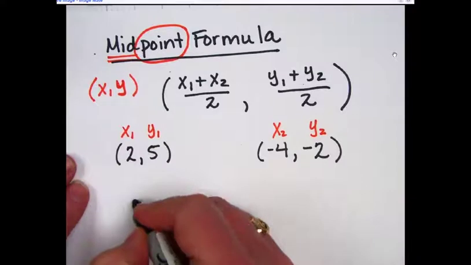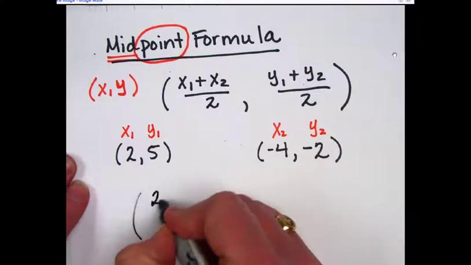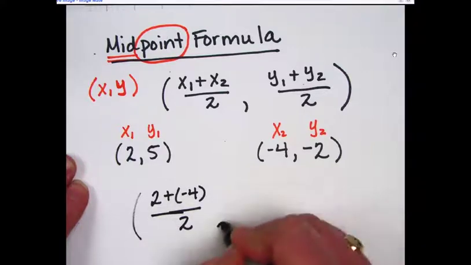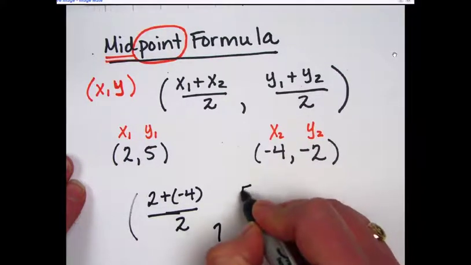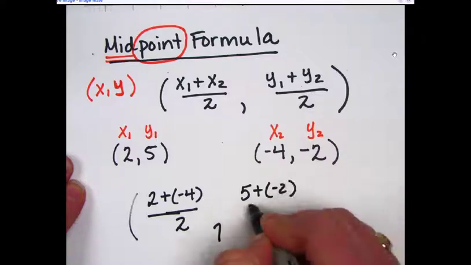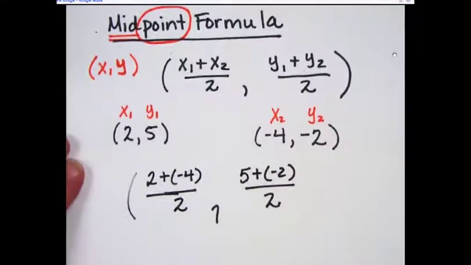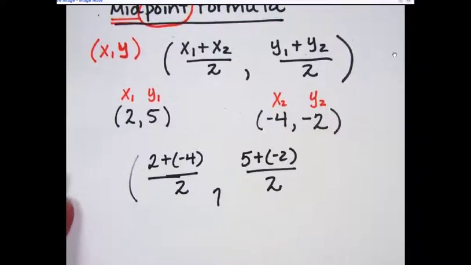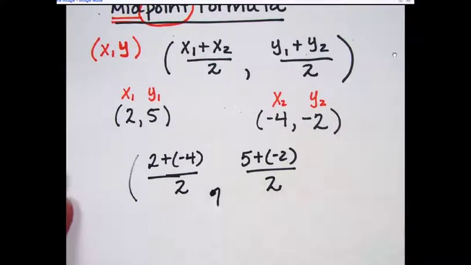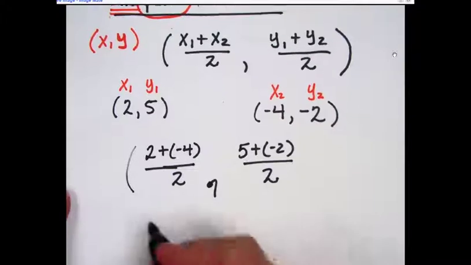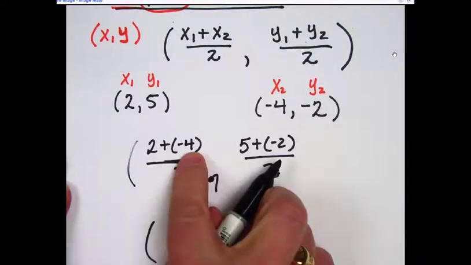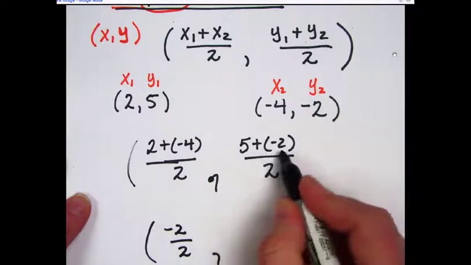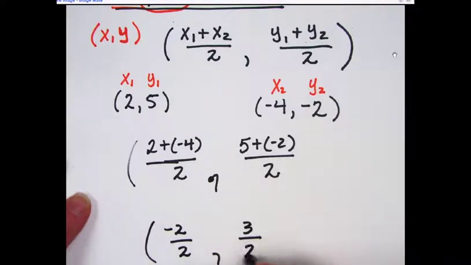to plug in. So my x coordinate is going to be 2 plus a negative 4, divided by 2. And my y coordinate is just going to be 5 plus a negative 2, divided by 2. Now notice here we were adding, whereas before in the distance formula we were subtracting. And this comma just shows that this is one point, that's the other. So 2 minus 4 is negative 2 over 2, and 5 minus 2 is 3 over 2.